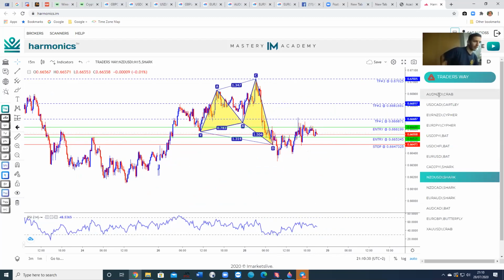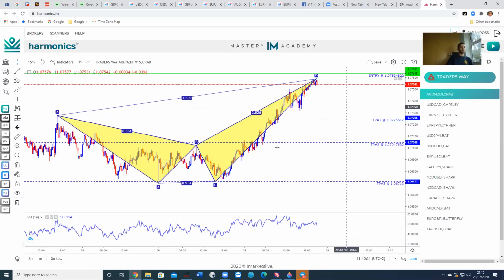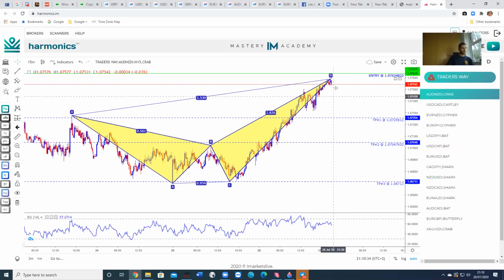Okay, so we'll come back to the one we were looking at. So as I say, I'm going to draw this anyway, even though it hasn't moved the 20 pips. And this is M15. So we come over to ORD NZD, which I don't think I've got open.